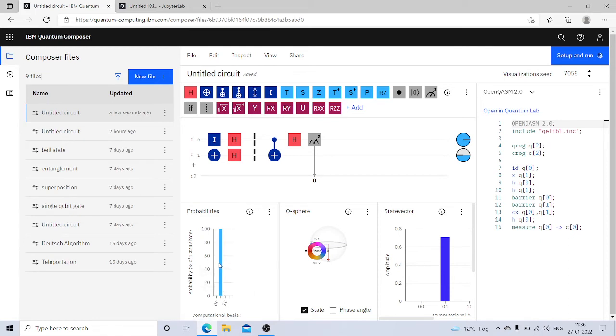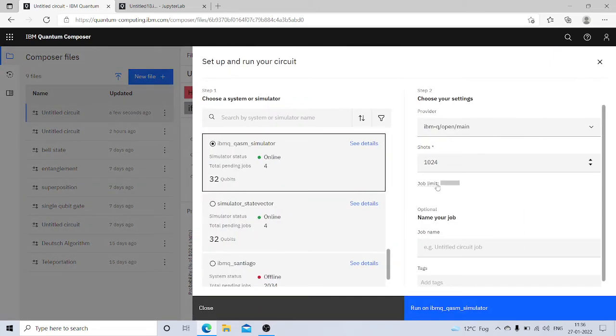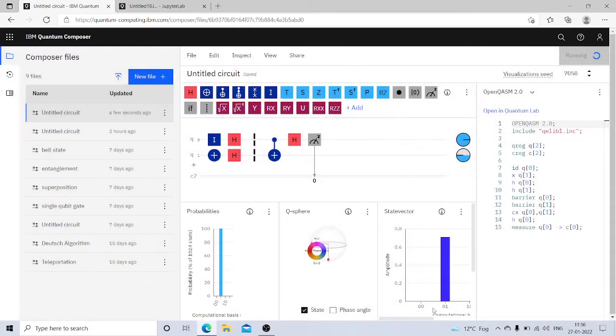Okay, so you can see the result: 100% probability of the qubit being in state 1. We don't need to see anything about the second qubit, which is showing 0. I don't know why it is showing, as we are only measuring the first qubit. So now let's run it on the simulator for more clarity. 1024 shots, no matter, it's fine.